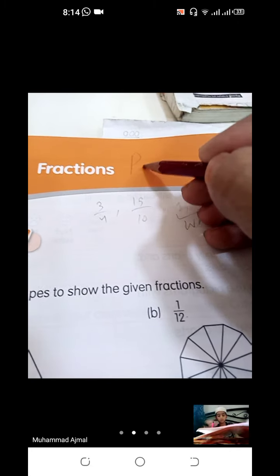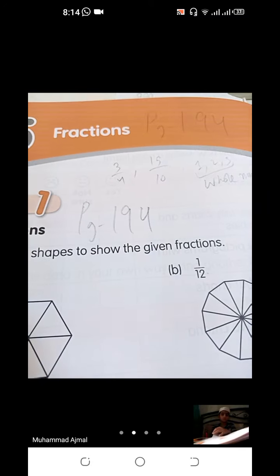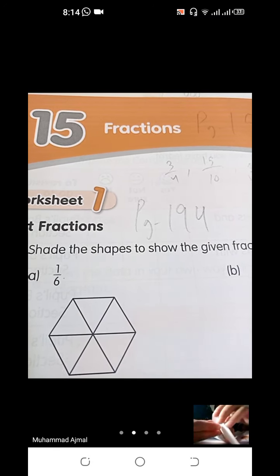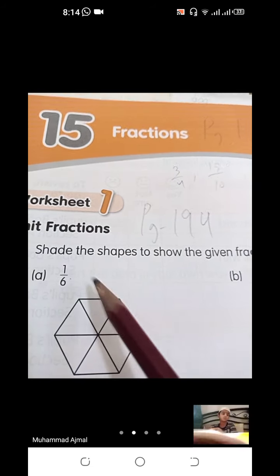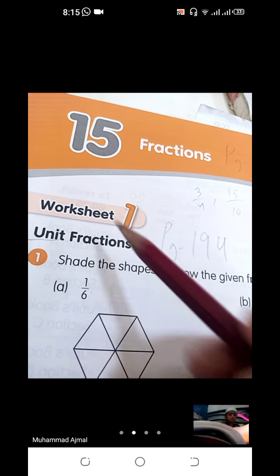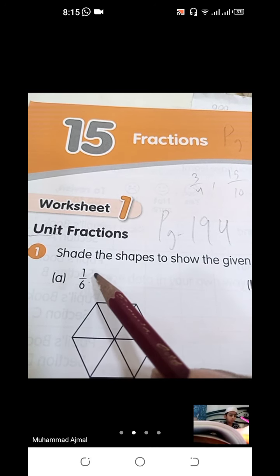Page 194, activity book. Page 194. So the first topic of fractions is unit fractions. Unit means one. So the fractions in which 1 is the numerator.